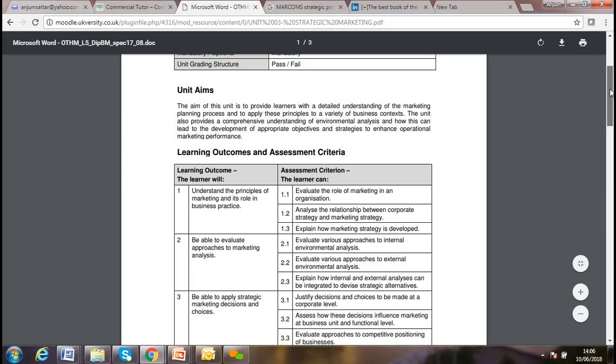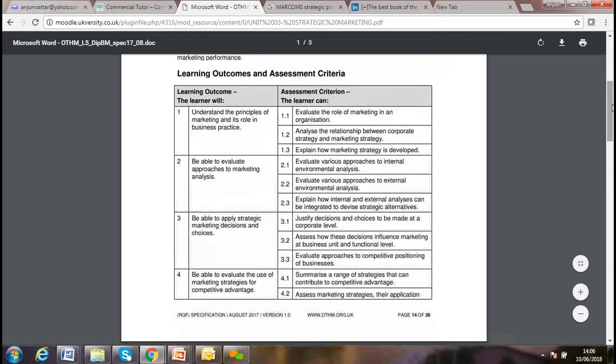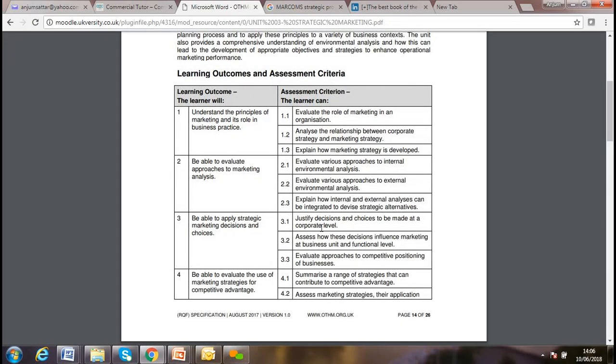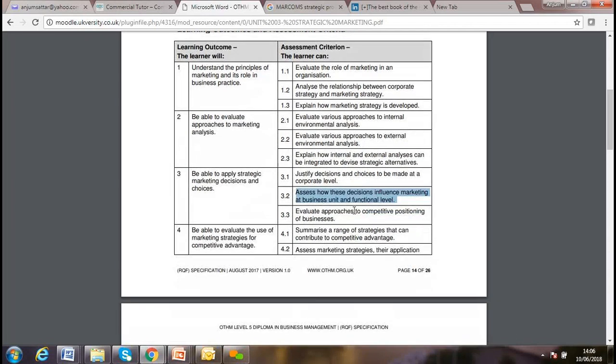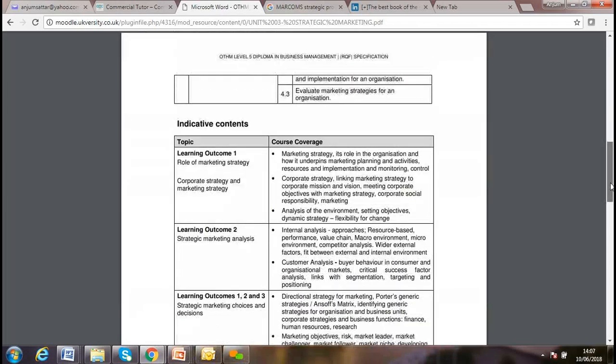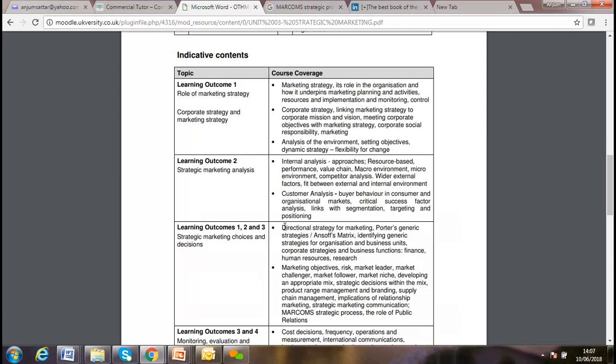No. Okay, so today our focus will be LO3, justified decisions and choices made at corporate level. We'll discuss the corporate level, which we think of as the overall organization. Assess how the decisions influence marketing as a business unit and at functional level, which we'll go through. Evaluate the approaches to competitive positioning of business. When we look at the indicative content given, we need to discuss directional stages of marketing, portfolio, generic, and sub-matrix. Those I will discuss today.